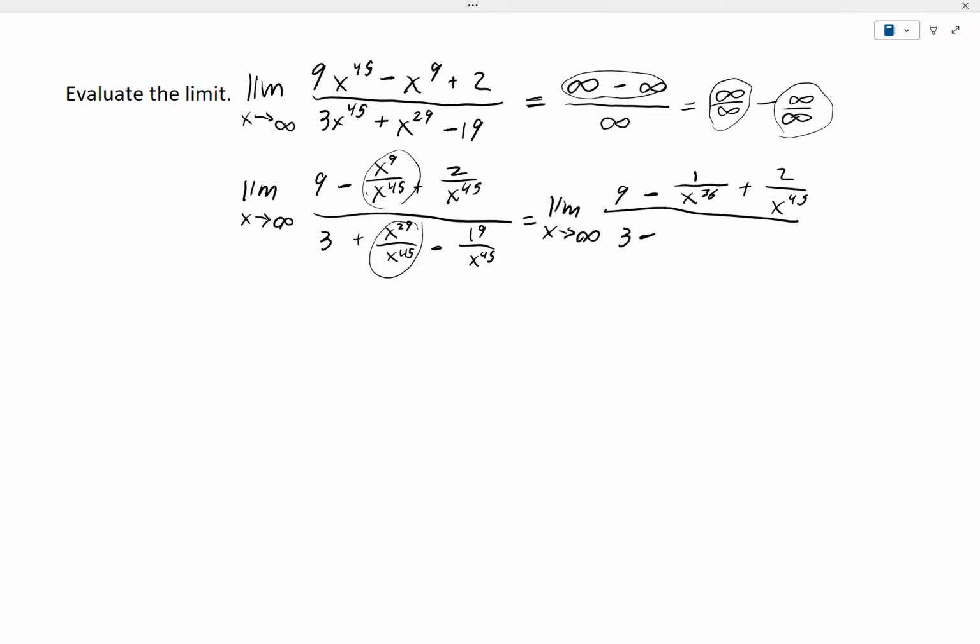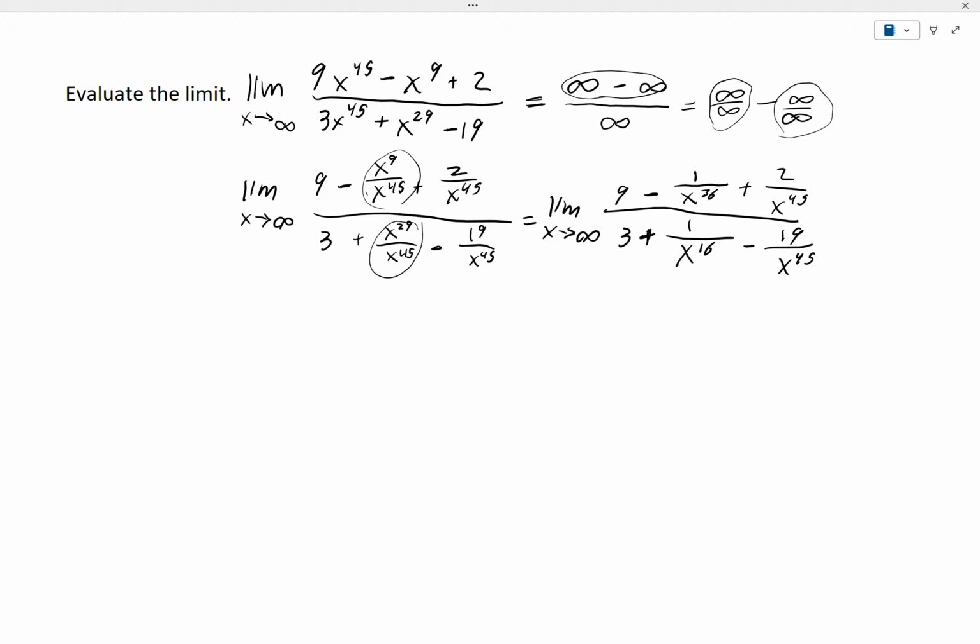In the denominator we have 3 plus x to the 29 over x to the 45, so I'm going to subtract the exponents again. So I end up with 1 over x to the 16th power in the denominator, minus 19 over x to the 45th. So now that I wrote it this way, you can probably see how this simplifies.